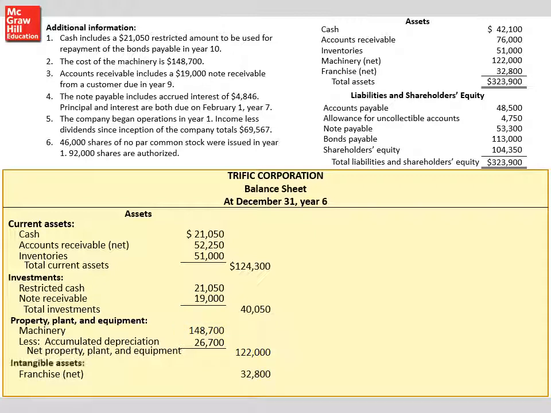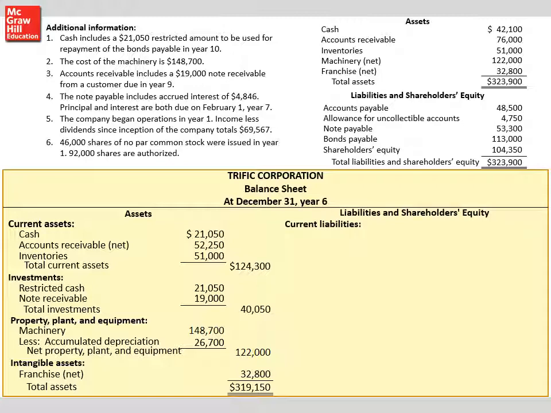Last, we're going to report our franchise. Now, franchises are okay to report without cost and accumulated amortization. As a matter of fact, for any intangible asset you have a choice. You could report it just at its net, so that would be cost minus accumulated amortization, or you could list out cost and specifically have a line for accumulated amortization. It's really your preference. So we're going to list the franchise at its net. So the total assets are $319,150.